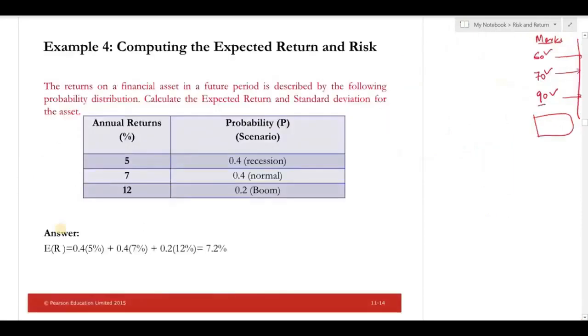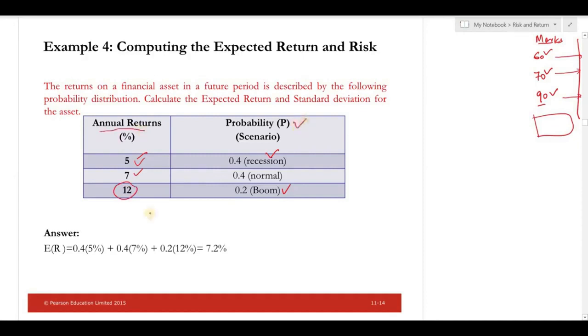Let's take an example, computing the expected return and risk. Annual return: you think the chance of recession is 40%. When it is recession you expect 5% because you will expect less. If it is normal you will expect something more. So 40% you believe that if you invest in the stock and there is a recession, you will expect 5. If 40% normal, 7. If it is a boom, then you will expect more. These are called the possible annual returns, and these are the possible probabilities.